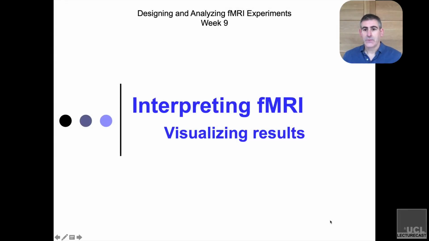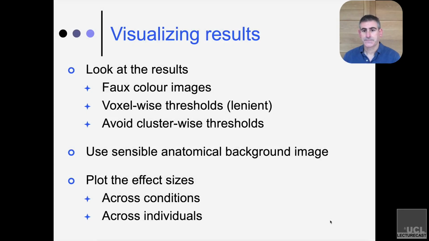So I want to start with visualizing the results. That's really the first step in terms of understanding what you've got. Once you have your statistical inference done, you've got your activation maps, how do you look at them in order to make sense of them? And I think that there are a number of things that you can do. One of the things that I often start with that's really not essential, but I nonetheless find it informative, is looking at full color images of the statistical parametric maps themselves.